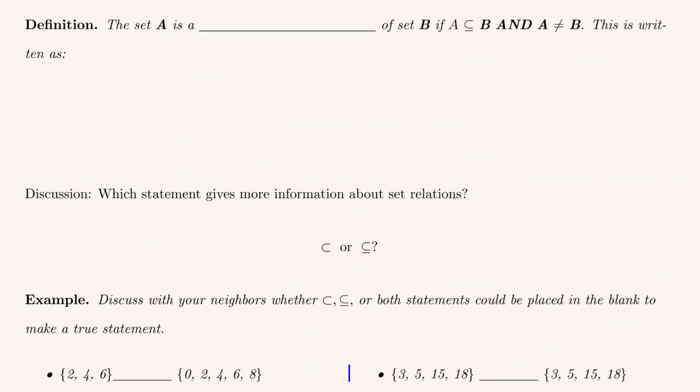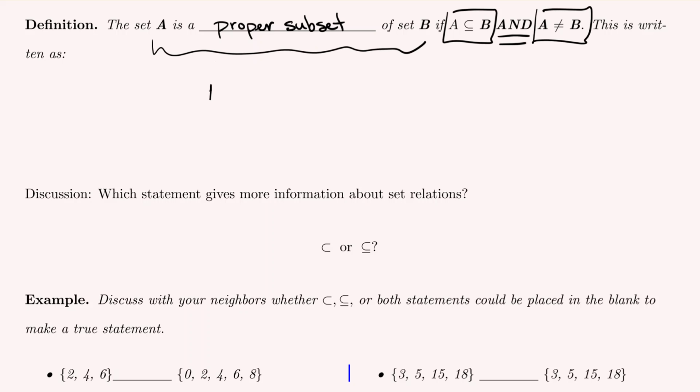So adding this to our list of definitions and notations that we want to commit to memory: the set A is said to be a proper subset of set B if A is a regular subset of B and A is not equal to B. So we have to check two things before we say something's a proper subset. The notation that we would use to write this is A is a proper subset of B.